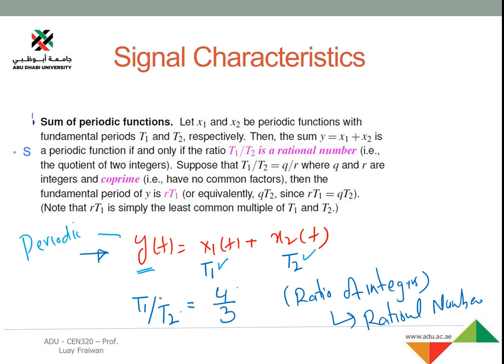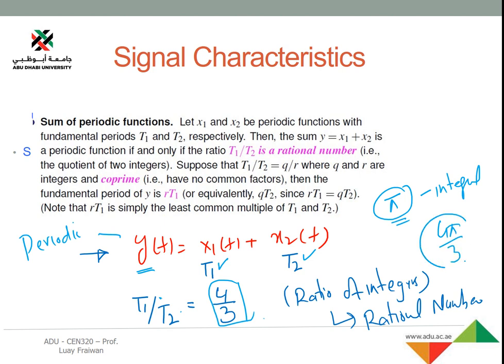If the ratio is in the form of integers, okay, for example, pi is not an integer, so a ratio involving pi is not a ratio of integers, and our signal will be aperiodic. But if your ratio is in the form of integers, like 4/3, then your summation signal will be a periodic signal.